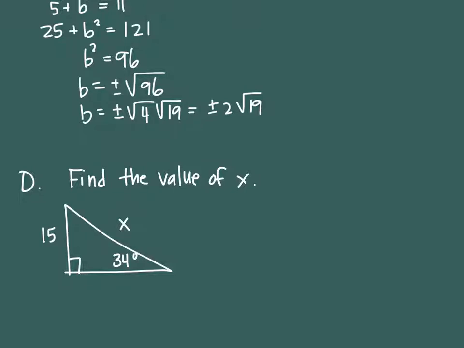What corner is the 34 degrees in right now? Alpha corner. Okay, what side is the 15 on? Opposite, so opposite of 15, or on the A side. And then what side is the x on? So what uses alpha and opposite and hypotenuse? What formula? Sine uses alpha, and that would be opposite over hypotenuse.